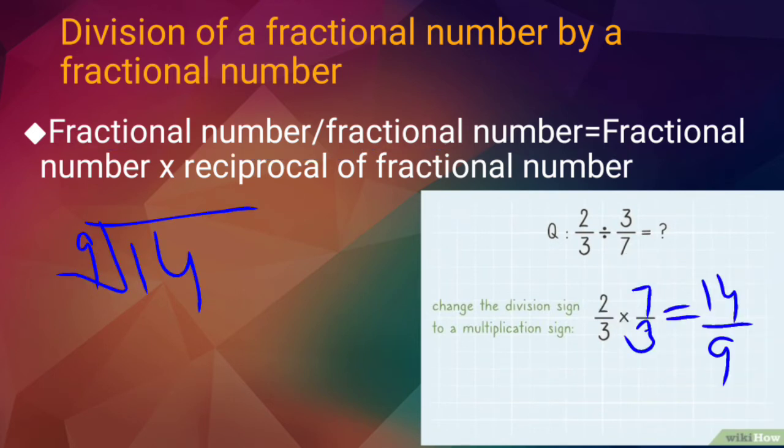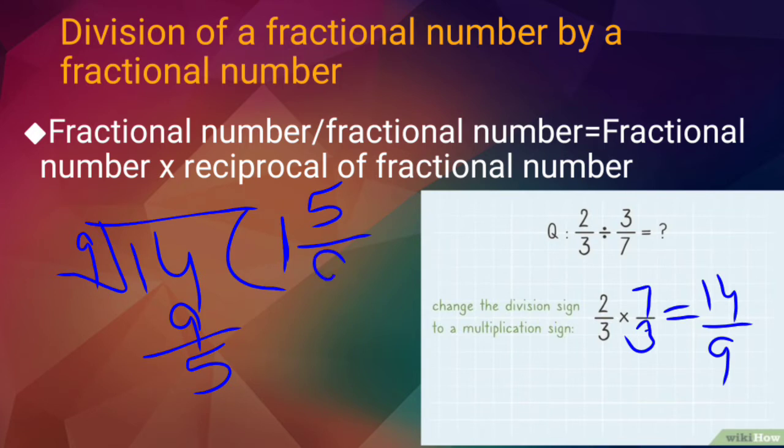When you divide 14 by 9, 9 ones are 9, then you get 5 as the remainder. Then how will you write? You will write 1 and 5 upon 9. You can check whether it is again 14 upon 9 or not.